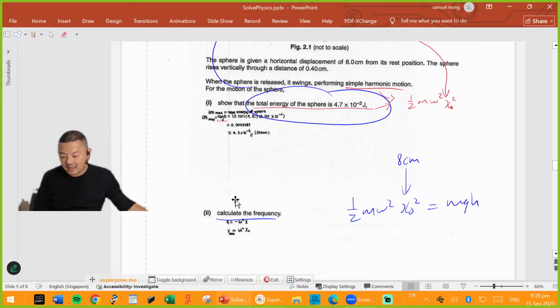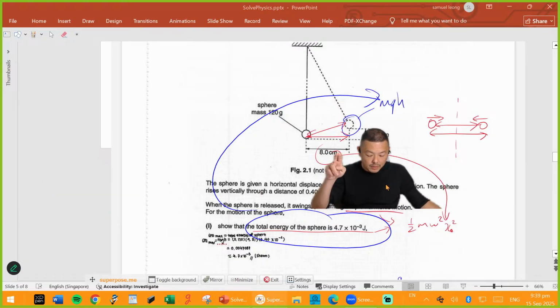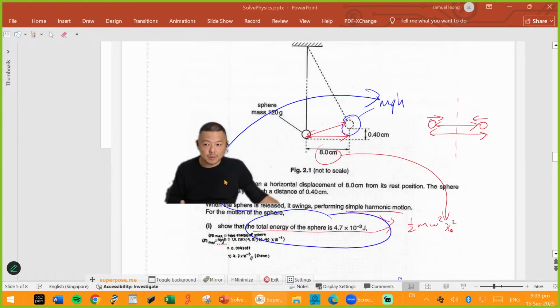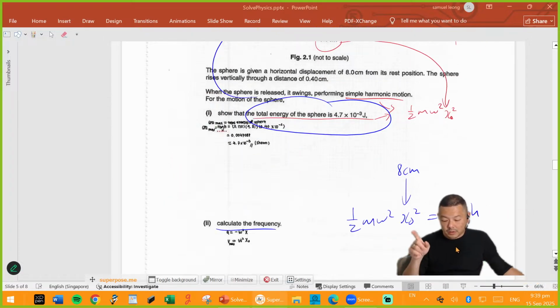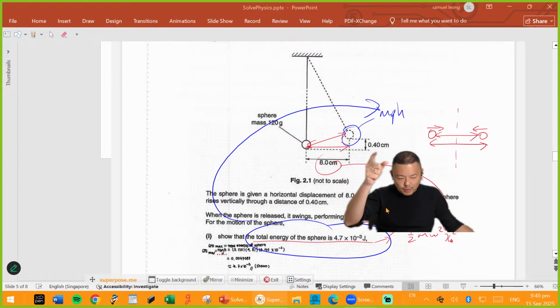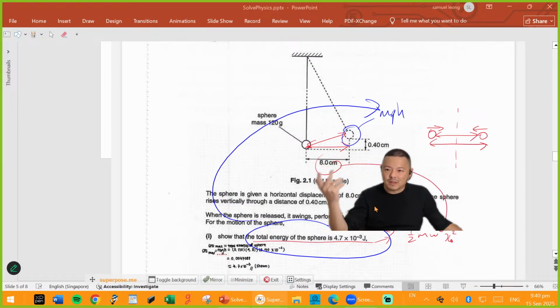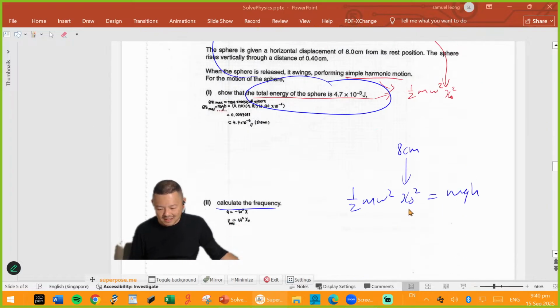The fact that we are only considering the horizontal displacement is because of the small angle approximation. We consider the vertical gain in height to be negligible compared to the horizontal displacement, like 0.4 compared to 8 cm. We just take the amplitude as 8 cm. What happens if you take 8 squared plus 0.4 squared and then square root it? You get something very close to 8 anyway. So with the small angle approximation, the amplitude is just 8 cm.